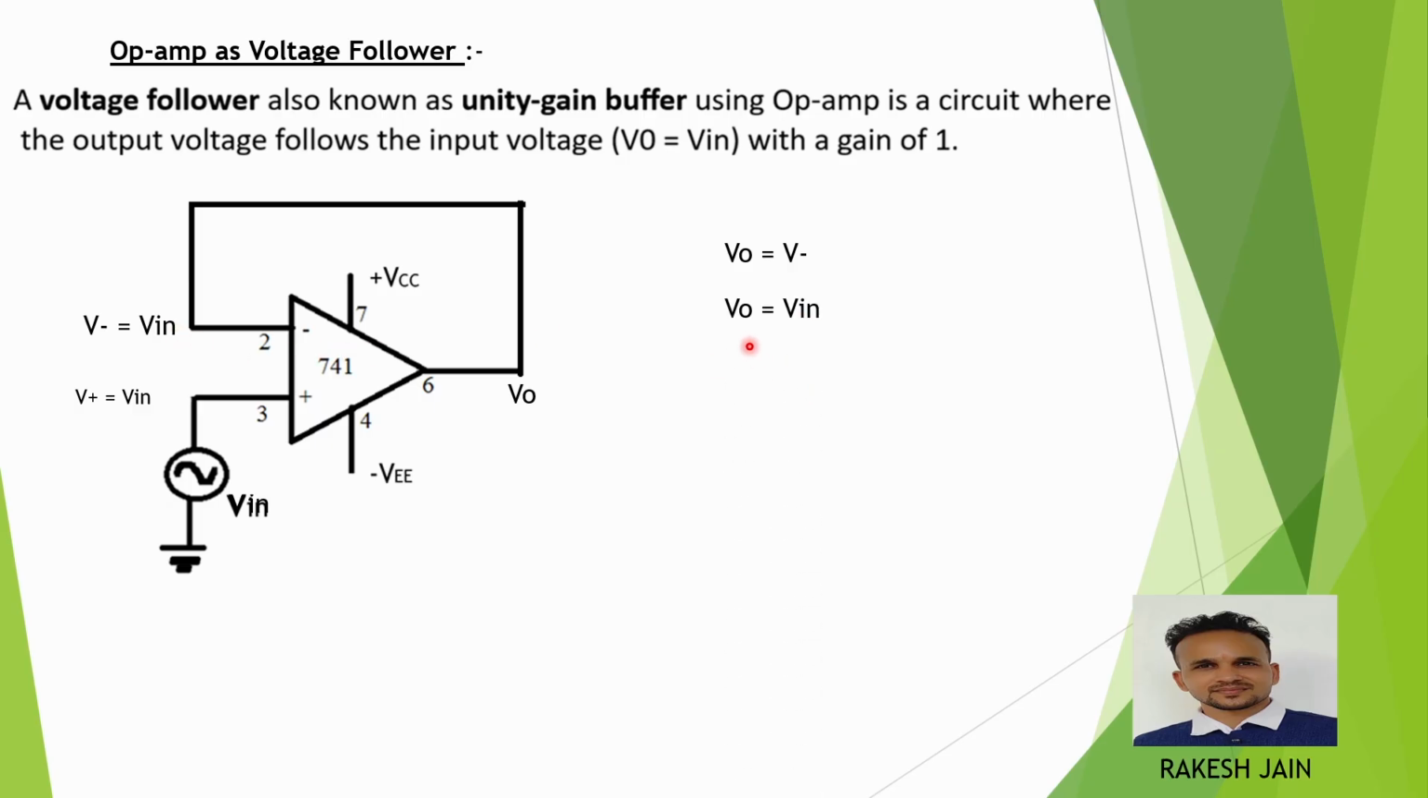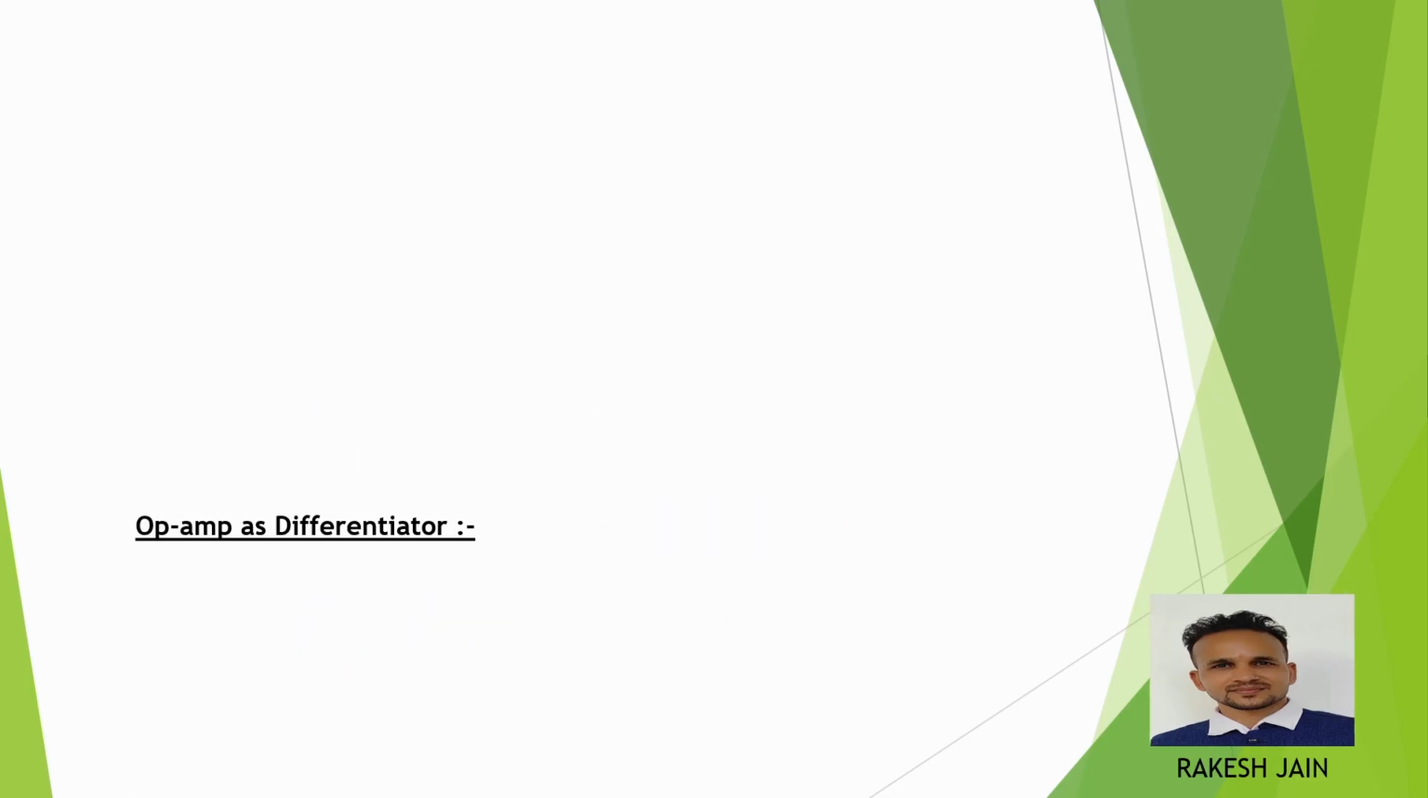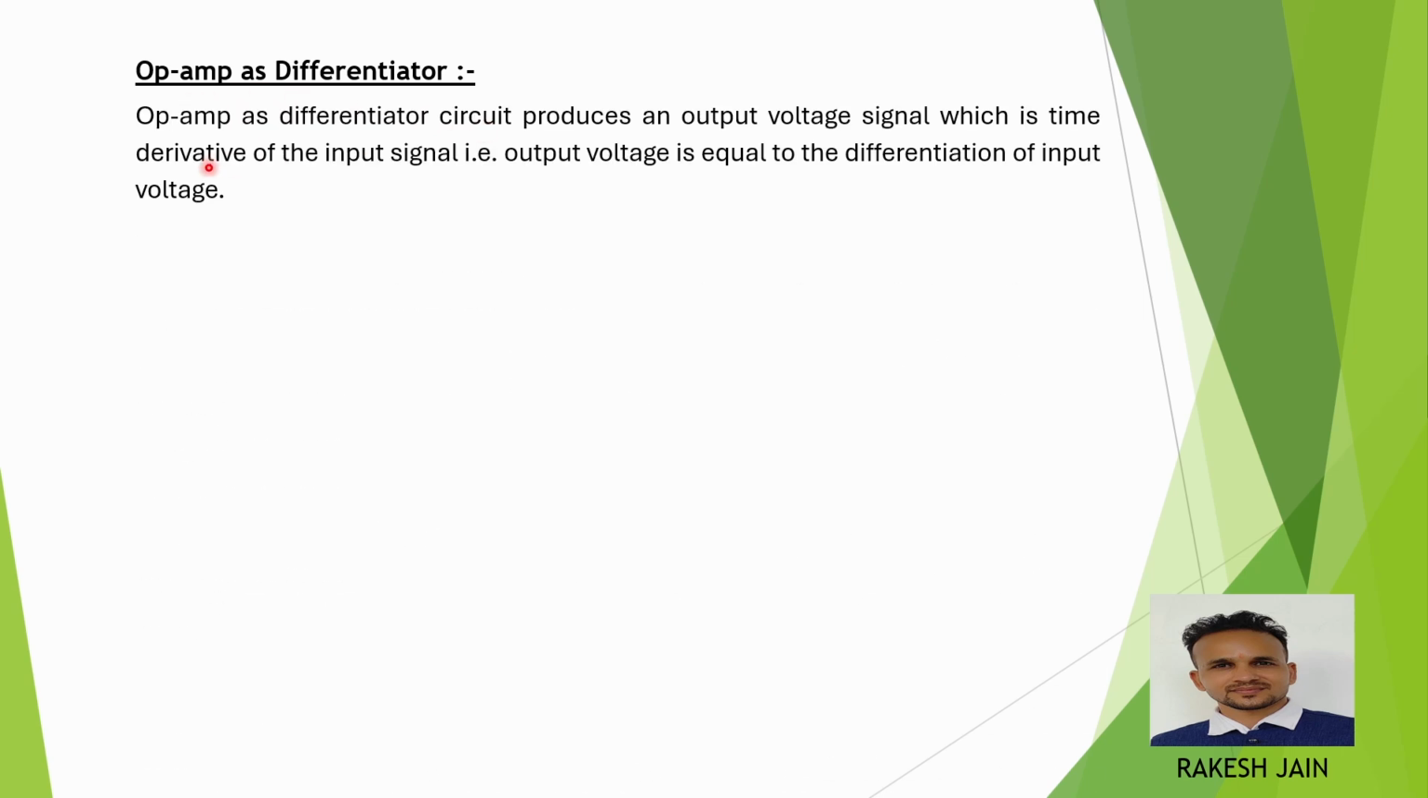So now if I put that here, then output equals input. So this is the final equation, which shows that in a voltage follower the gain is unity. So it is also known as a unity gain buffer. So gain is output upon input, that is equal to 1. If I provide a sinusoidal voltage at the input side, I will find the same kind of sinusoidal voltage at the output side. Now a very important application, that is the operational amplifier as a differentiator.